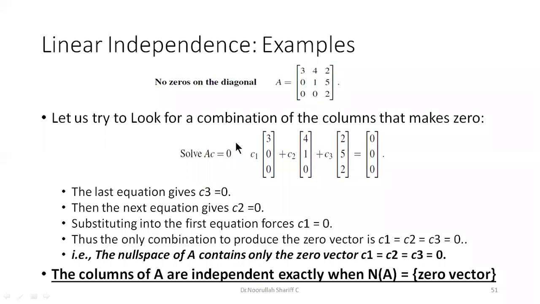Similarly, the first equation is 3c1 plus 4c2 plus 2c3 is equal to 0. And we have found that c3 and c2 are both zeros. Hence c1 into 3 plus 0 is equal to 0, and that will give us c1 equal to 0. So substituting the above two values into the first equation gets us c1 equal to 0. Thus, this will be true only when c1 equal to c2 equal to c3 is equal to 0. So this combination is the only one which is going to give us the value 0.